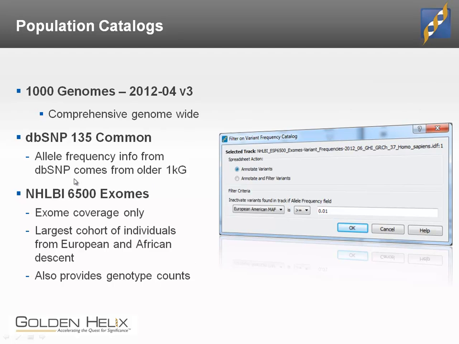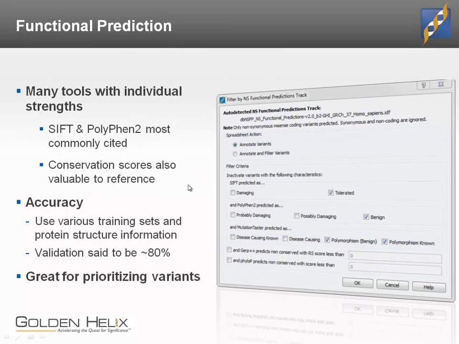And they have over 6,500 individuals across European and African ancestry, and their variant catalog is based on exomes only. Excellent for this type of analysis where we have exomes, highest catalog of number of individuals. Also worth noting that they have complex diseases within their cohort. So it's not that these are perfectly healthy individuals, but they are individuals who have reached the age of consent, etc. The other thing that's going to be very useful is the genotype counts, not just the allele frequencies, are available in this catalog. And I'll show you why in a second.